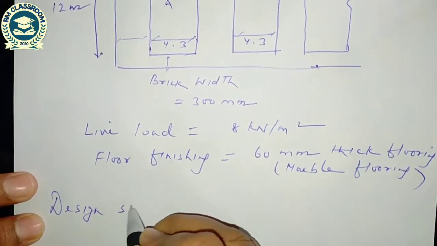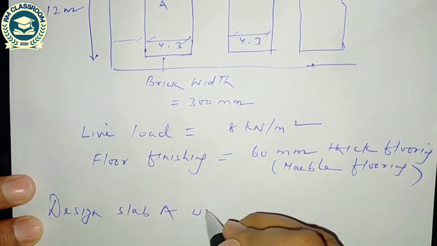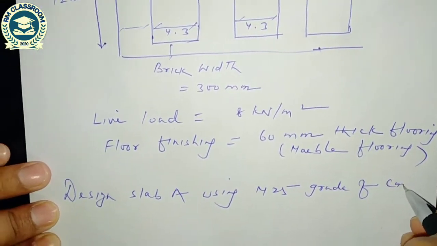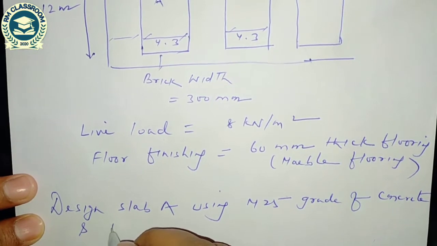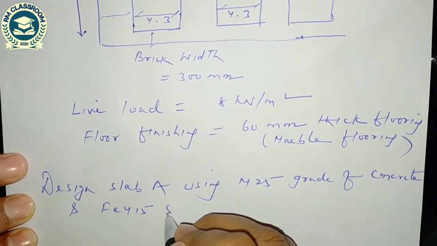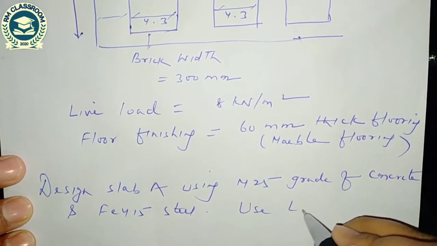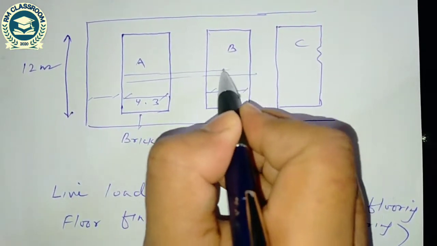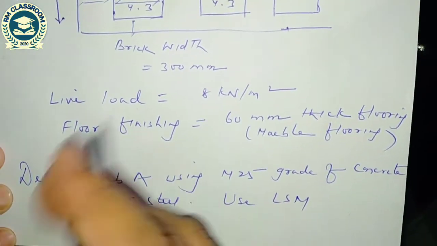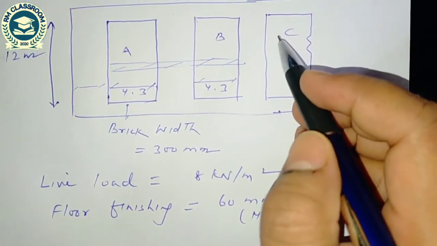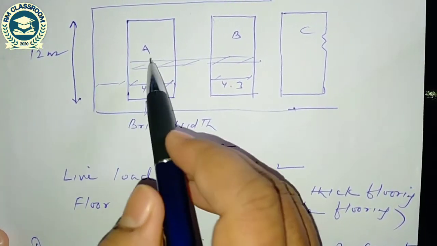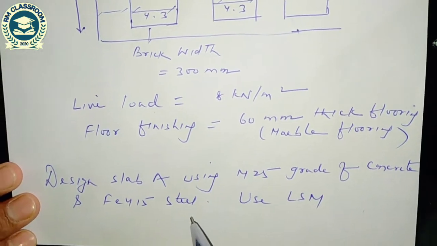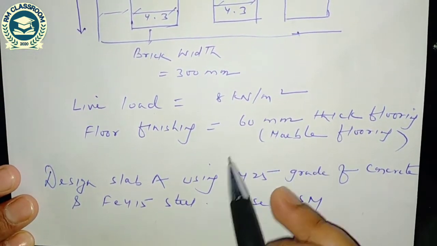Design slab A using M25 grade of concrete and Fe415 steel. Use the limit state method. So this is the figure given in the question, and we have to design slab A using M25 grade of concrete and Fe415 steel. In this question live load is given and floor finishing is given.